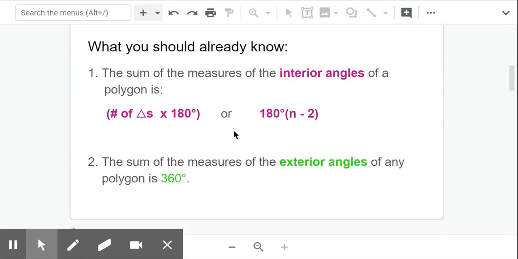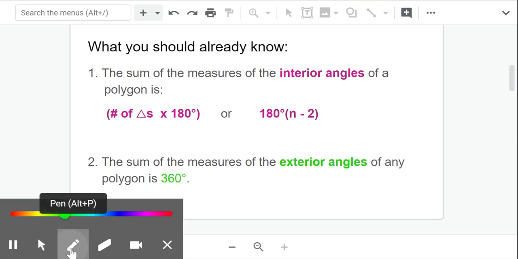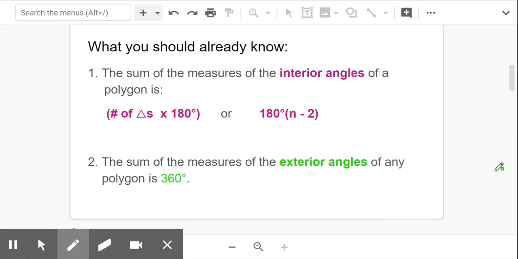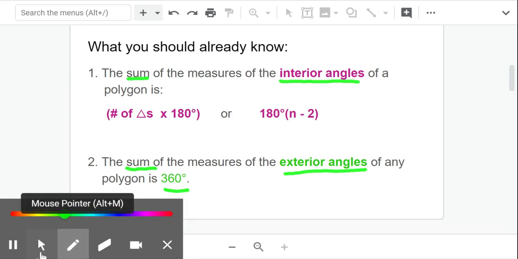Now, before watching this video, make sure that you understand how to find the sum of interior angles. We learned that in a previous lesson. And also make sure that you understand that the sum of all exterior angles is 360 degrees, no matter what kind of polygon it is. If you don't know how to do that, then make sure you watch another video before continuing here.